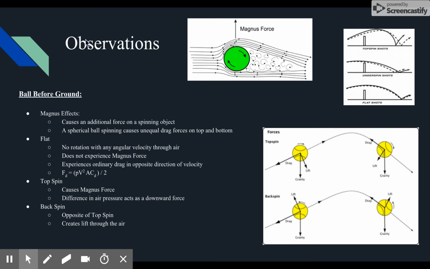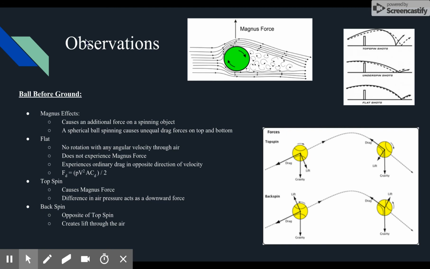This would be no rotation with any angular velocity through the air. Due to this, the ball does not experience Magnus force. However, it does experience ordinary drag in the opposite direction of velocity. If you wanted to solve this, the equation here would aid in doing so. For the next spin, topspin, we do see Magnus force being caused. The difference in air pressure and drag direction acts as a downward force, which would push the ball down quicker.